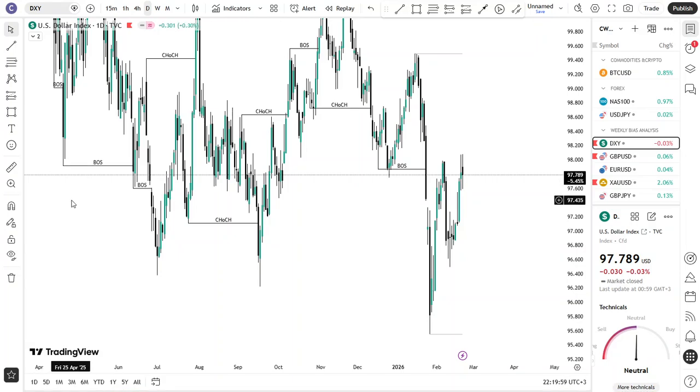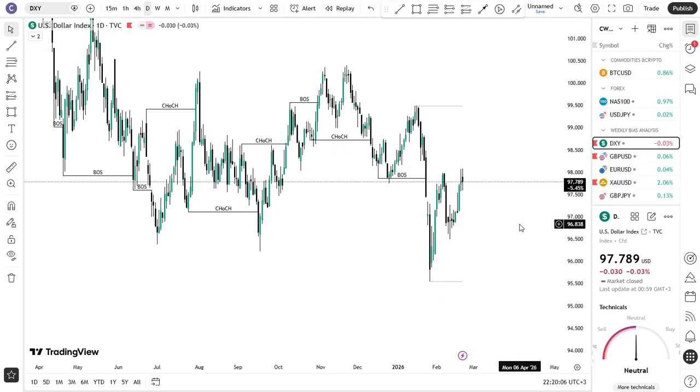In this weekly outlook, I'm sharing my trade plan for DXY, GBPUSD, EURUSD, Gold, and GBPJPY.